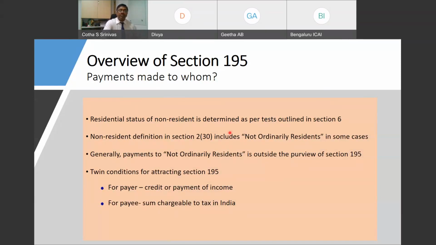Residential status of a non-resident is determined as per the tests outlined in section 6. The non-resident definition in section 2, subsection 30 includes not ordinarily resident in some cases. Generally, payments to not ordinarily residents are outside the purview of section 195. As per section 2, subsection 30, for the purpose of section 195, not ordinarily residents will not be considered as non-residents.